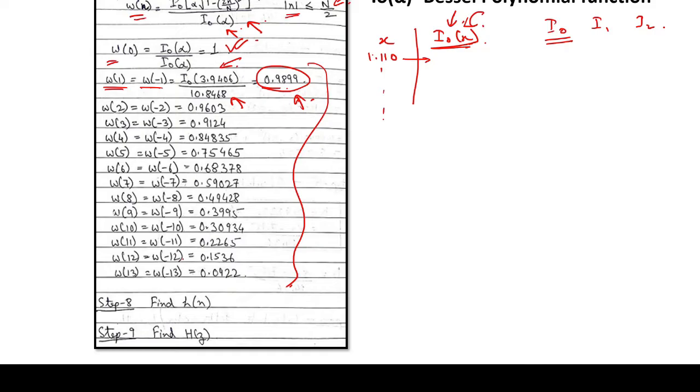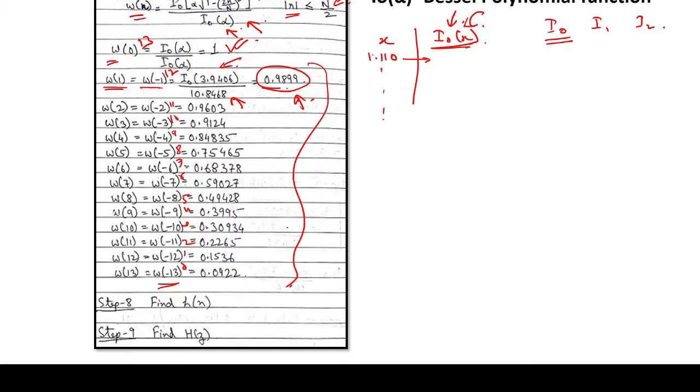So you can shift these values. That means you can start with W of minus 13 as 0, then 1, 2, 3, 4, 5, 6, 7, 8, 9, 10, 11, 12, 13, then 14, 15, 16, like this you will be going on, right?